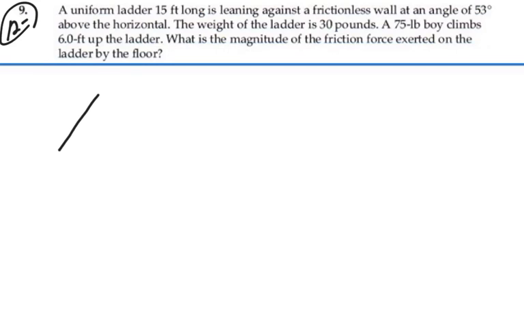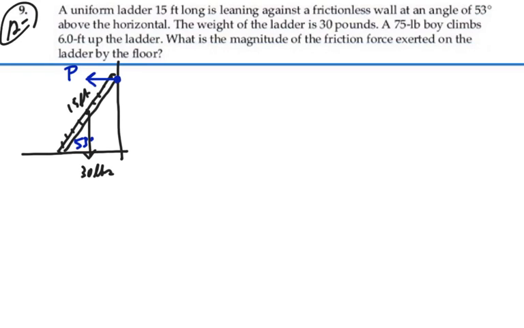So if we were to draw this situation, here's the ladder resting against the wall. And the wall is frictionless, so we only have the normal force, call it P, of the wall pushing on the ladder. There's no transverse force because it's frictionless. We know that this angle is 53 degrees, and that the ladder itself weighs 30 pounds, acting at the center of mass of the ladder. The ladder itself is 15 feet long.